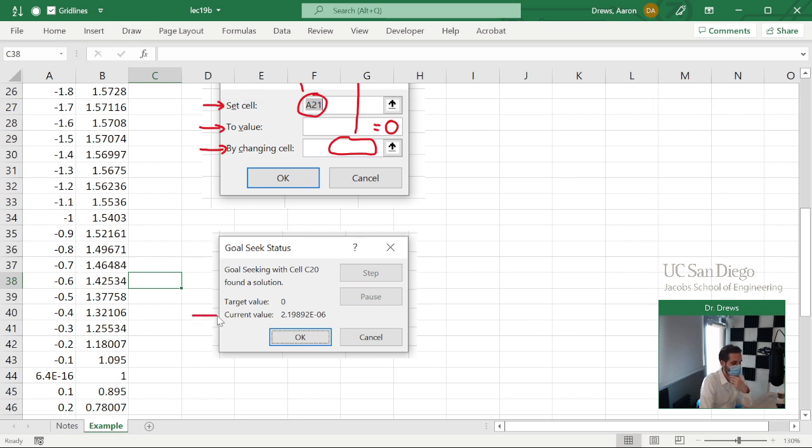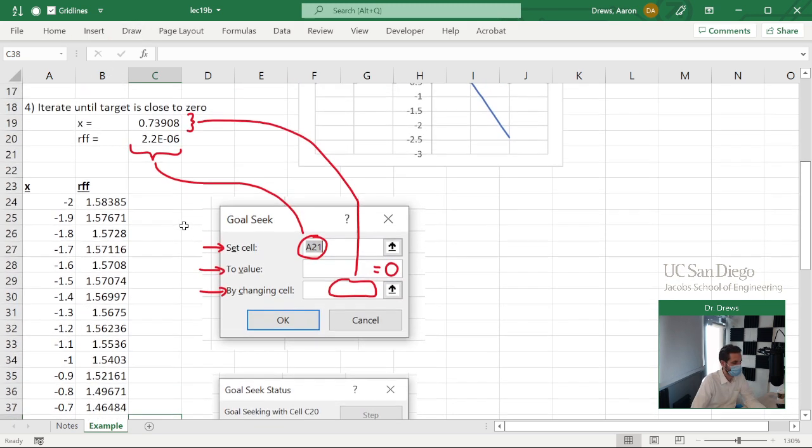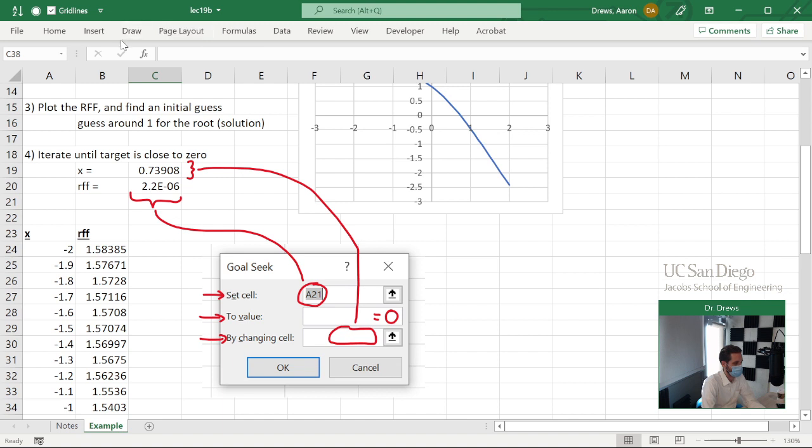So this is your answer. Right, that's the root. Or, excuse me, sorry, that is not the root. The root is on your sheet a little bit further up. That's just saying how close did we get to your answer. The answer itself is right here.